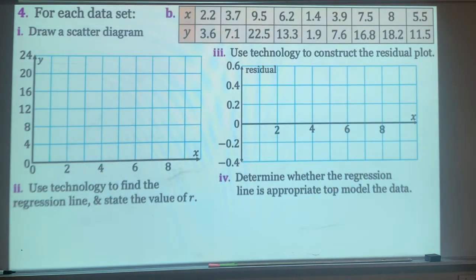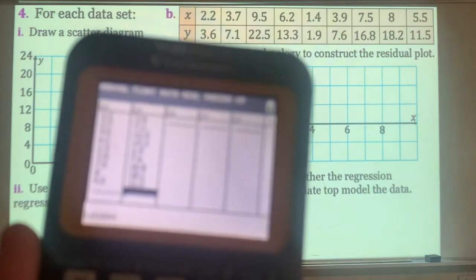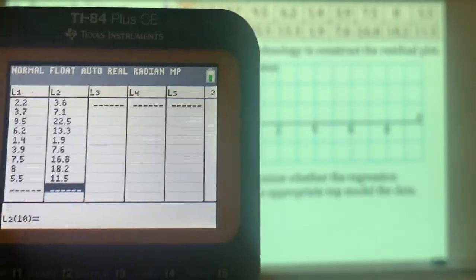Scatter diagram, you can do on your own. Looks like that. Technology shows it's about the same. Looks like a pretty strong one, right? That looks pretty good to me. I don't know about you guys. So, technology to find the regression line. I typed in all my fun stuff right here.